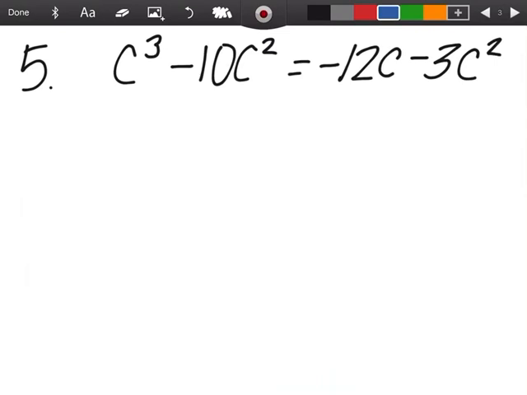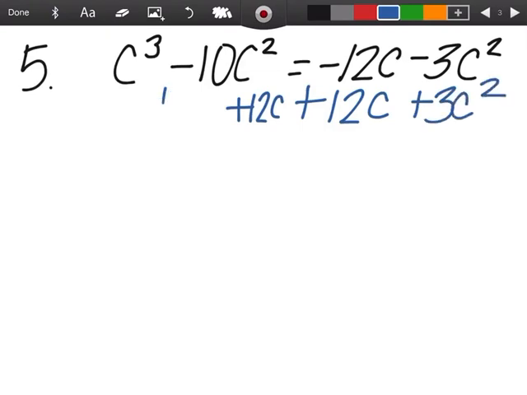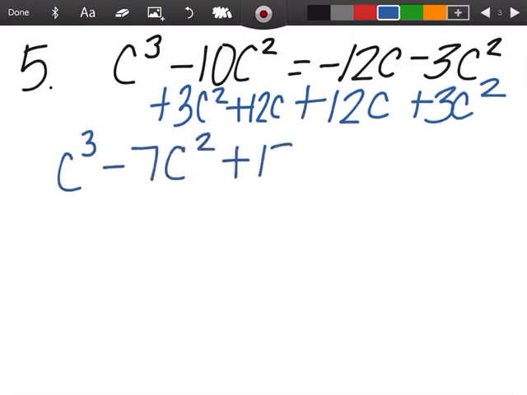I like the fact that this c to the third, which is the biggest degree, is positive, so I'm going to choose to add 12c over, and it doesn't have a like term, and I'm going to add 3c squared over, and it does have a like term, so I can combine negative 10c squared plus 3c squared. So I've got in standard form c to the third minus 7c squared plus 12c equals 0. So I move everything over to one side.